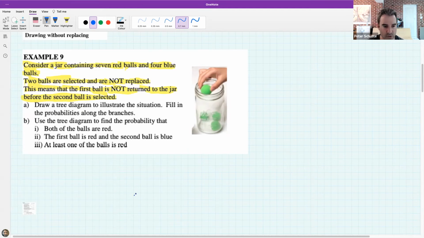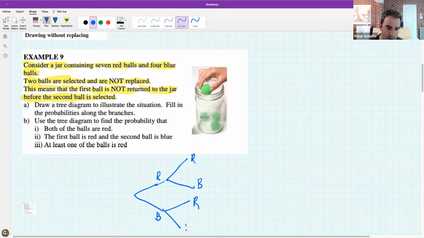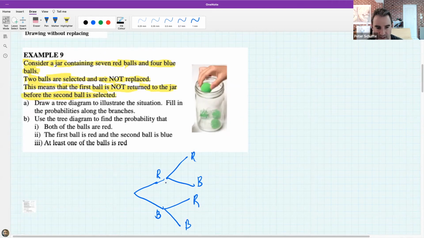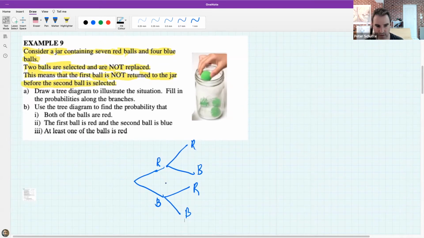So when I draw my tree, I'm pretty confident it's still going to look like this, because there are still only 2 colors. So I'm still going to have red and blue, R and B and R and B, because even though I'm not replacing the ball, the colors are still the same. Give me a thumbs up if you understand how I can still draw this diagram before I go any further. I need to make sure you understand the different options, and then we can talk probability.